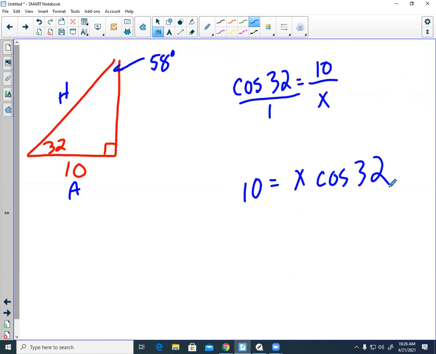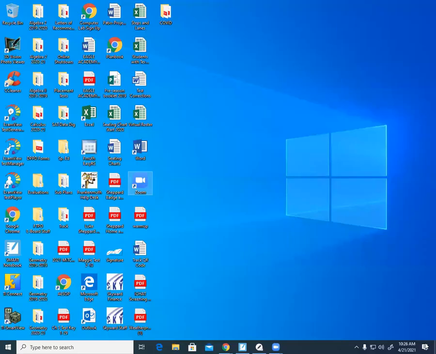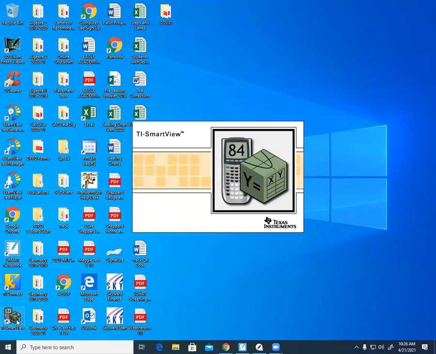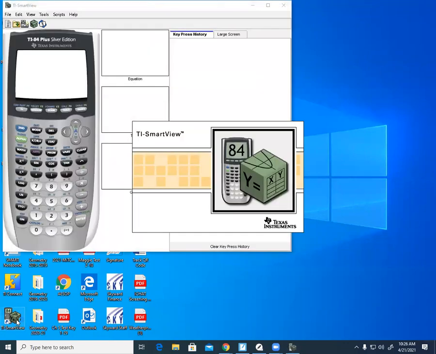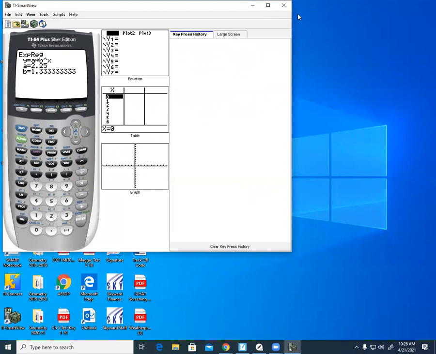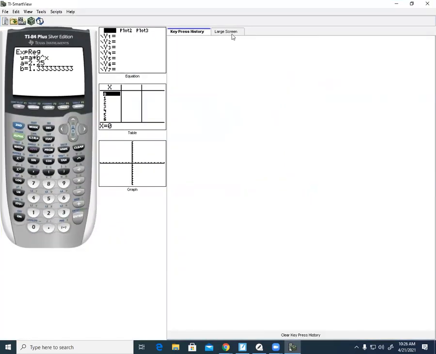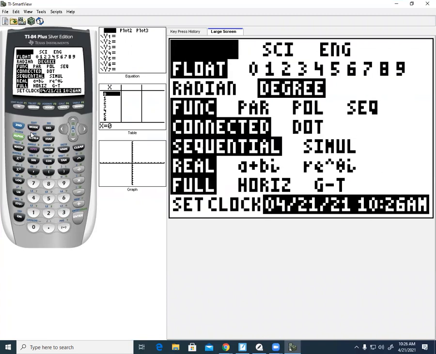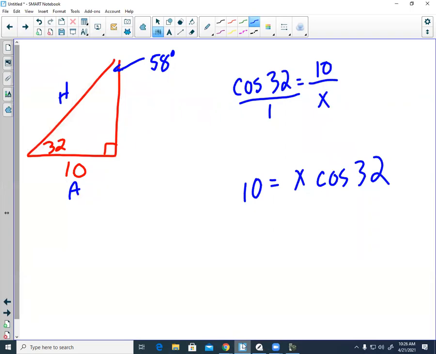Big tip here: make sure that you have your calculator in degrees. Hit the mode button on your calculator, and then when it starts blinking, it says radians or degrees. Make sure your calculator is in degree mode here because it's not going to give you the right answer if it's in radian, right? If you're thinking in degrees, your calculator needs to be thinking in degrees.